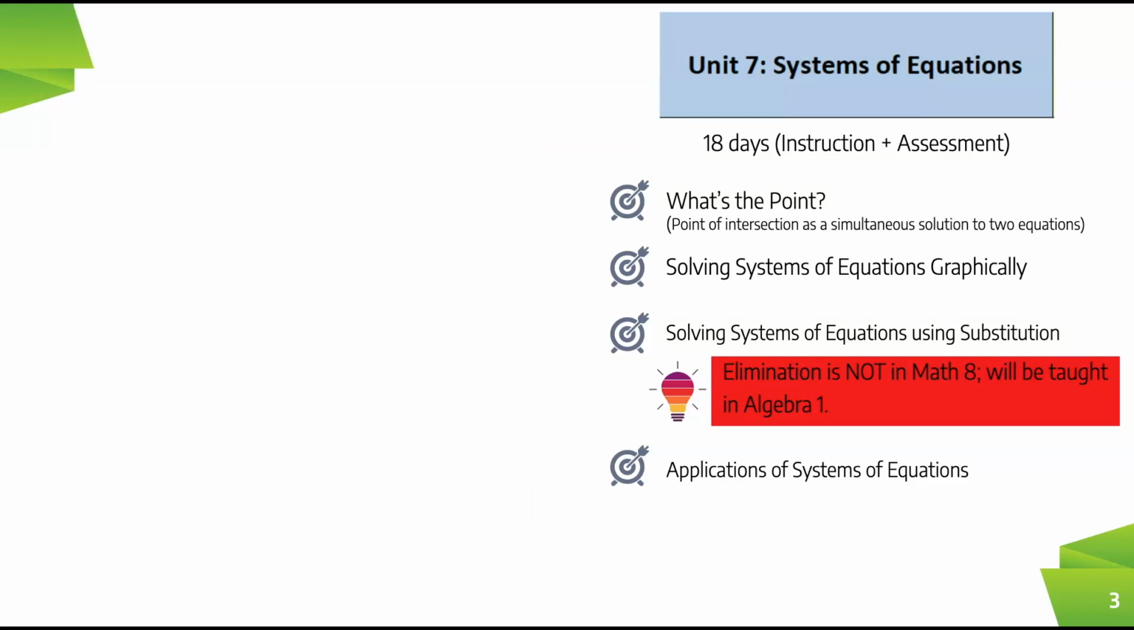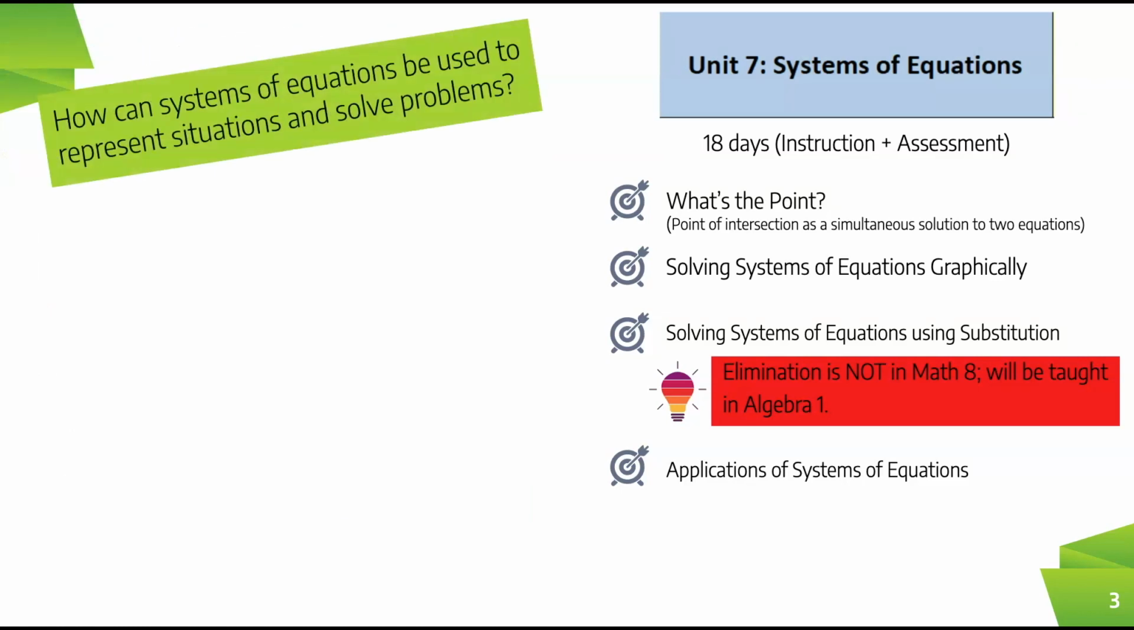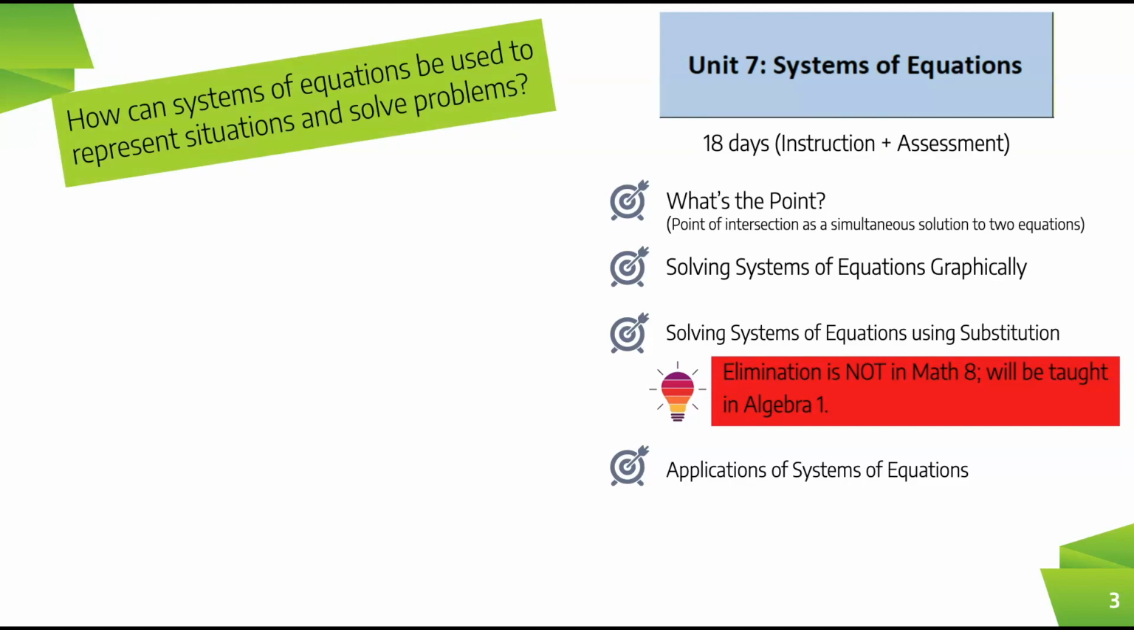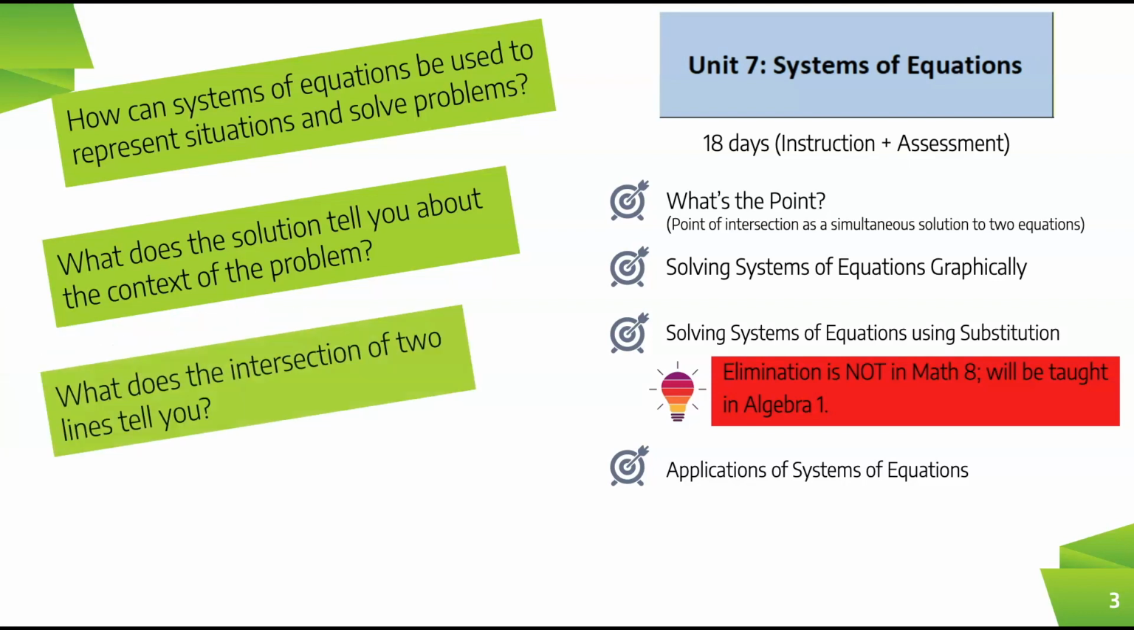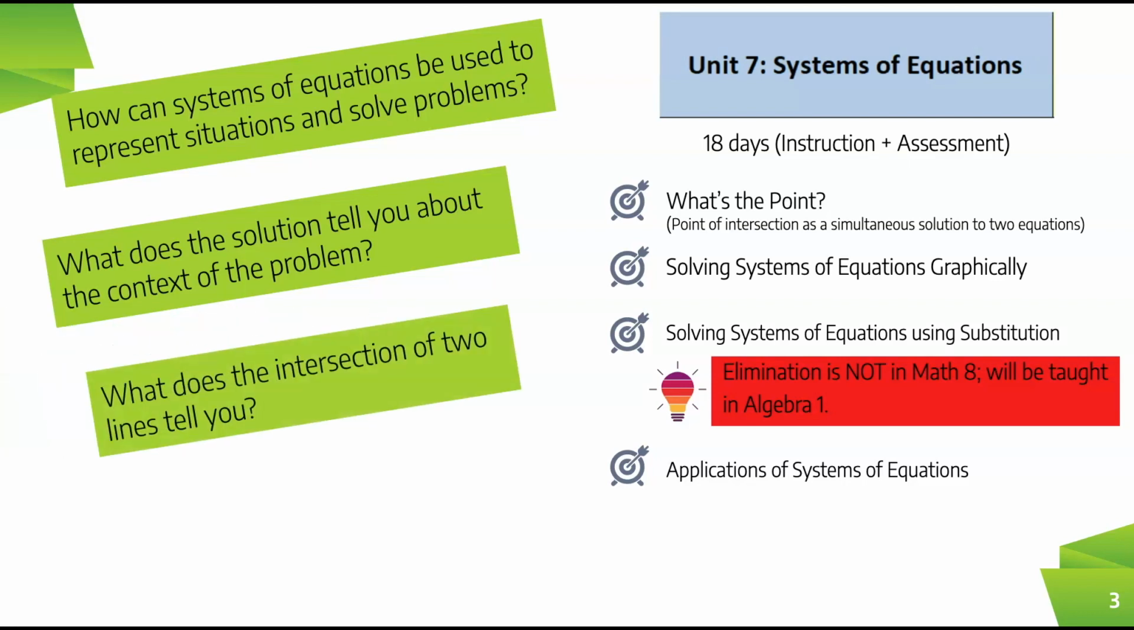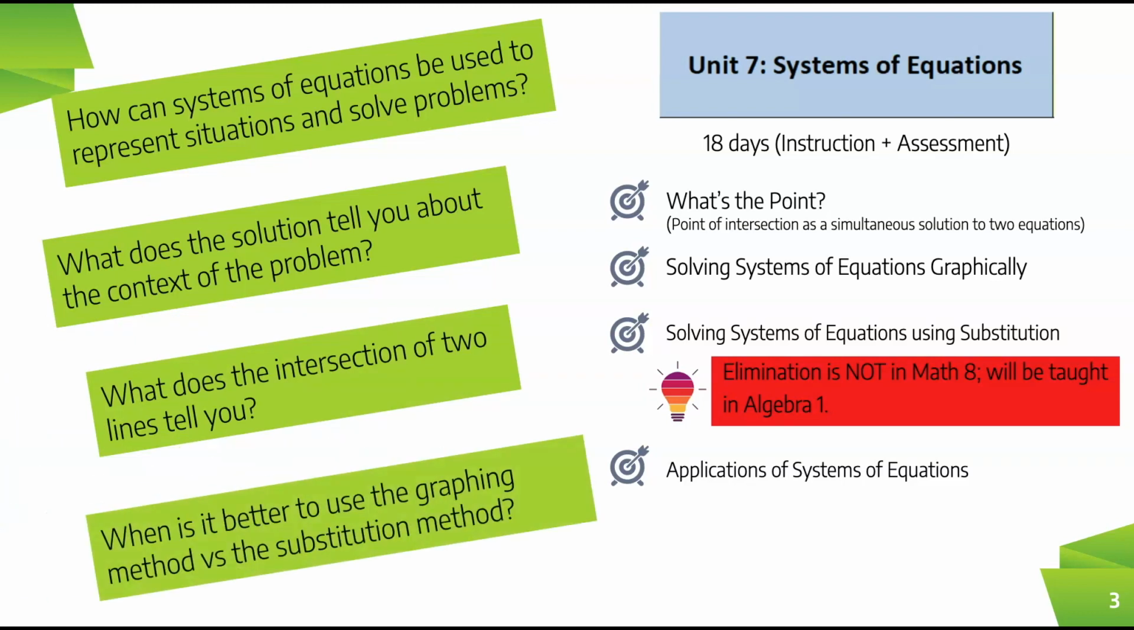The essential questions of Unit 7 are: how can systems of equations be used to represent situations and solve problems? What does the solution tell you about the context of the problem? What does the intersection of two lines tell you? When is it better to use the graphing method versus the substitution method?